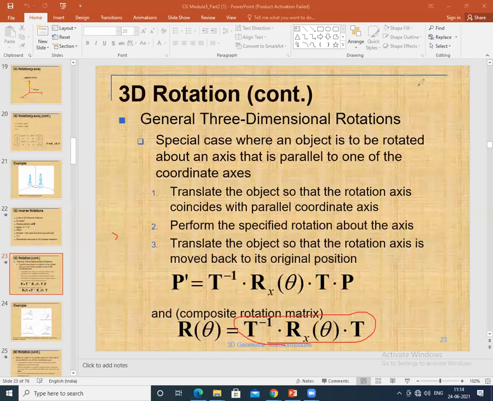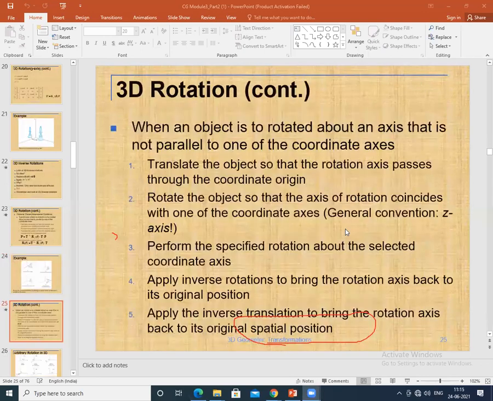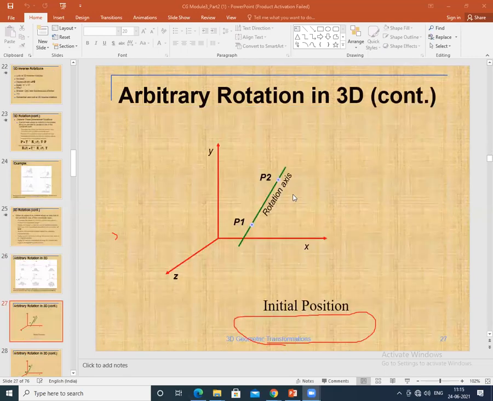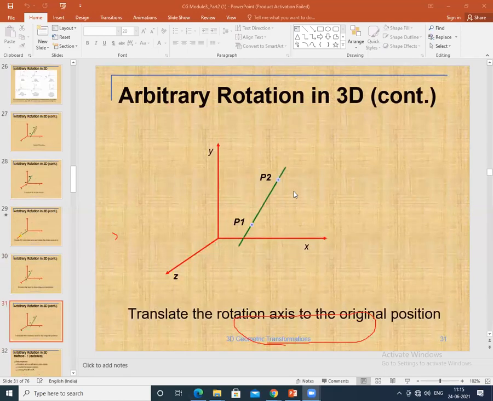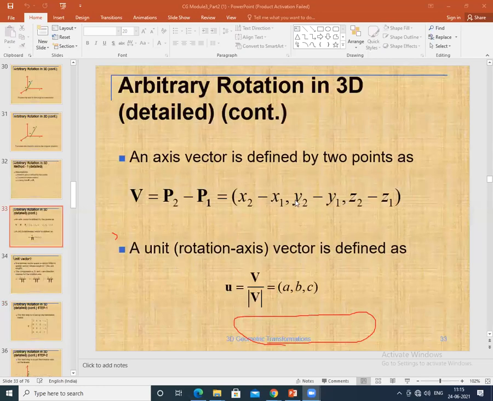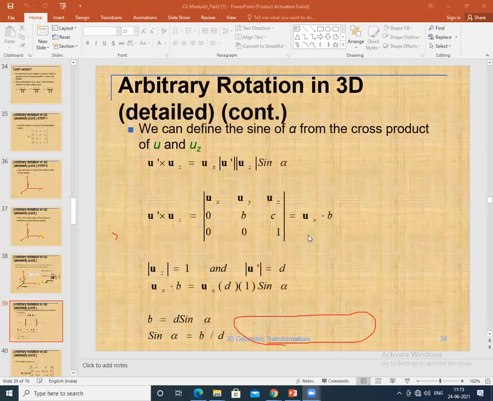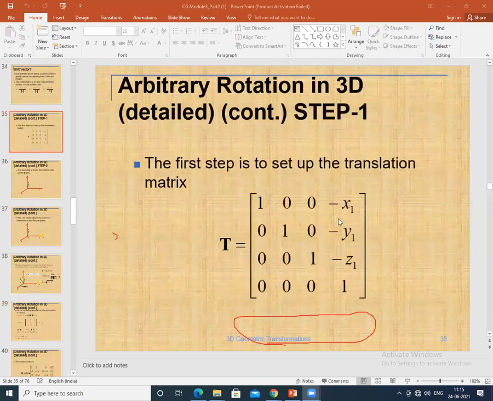This concept will continue tomorrow with the major concept of arbitrary rotation in 3D. We have three methods, and a lot of vector concepts are there that you need to memorize. I'll do it tomorrow at 9:20. Maybe I'll start the session tomorrow by 9:30 or 9:40. I'll just message you.